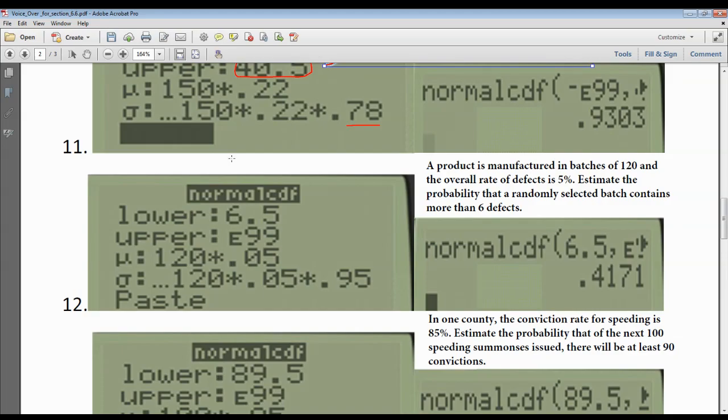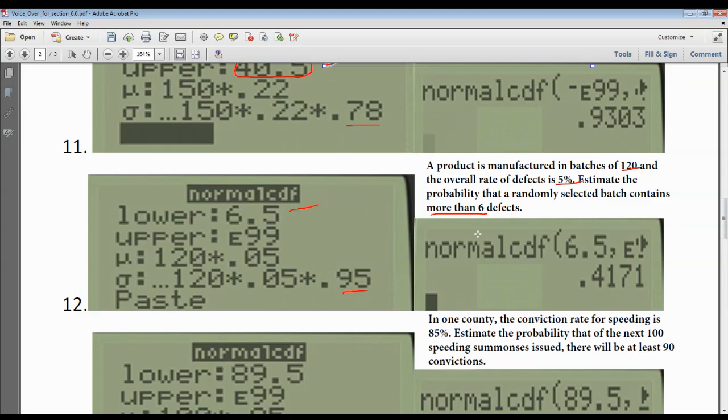Well, more than 6 does not include 6. So that's why I'm starting at 6.5, because more than 6 does not include 6. I'm going all the way to E99 as I usually do in a lot of these problems. He tells you n is 120 here. That was a no-brainer. He told you what p is, 0.05. If p is 0.05, it makes sense that q is 0.95.